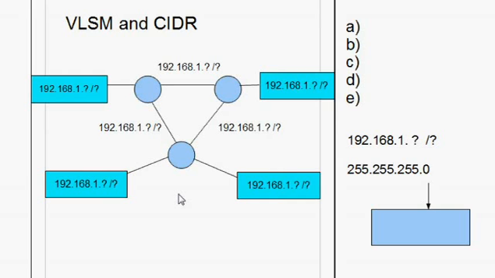So just take a look at the picture first of all. The top two routers have a total of 3 interfaces. The bottom router has 4 interfaces. And total networks is 1, 2, 3, 4, 5, 6, 7 networks. Okay, so I've got 7 networks.